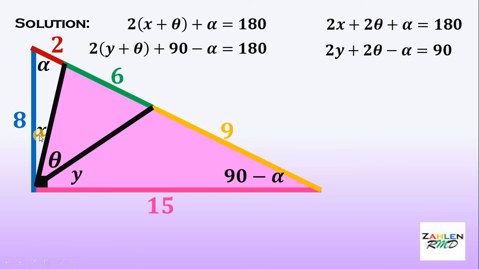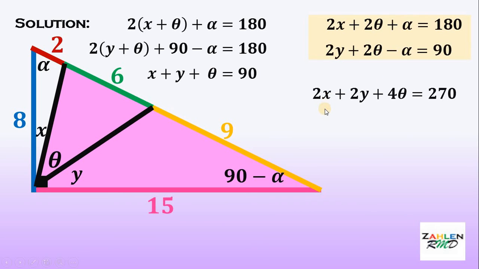Now take note that x plus y plus theta is equal to 90 degrees because it is a right angle. Therefore, using this equation, our goal is to solve for the value of theta. To do that, we need to add these two equations. If we do that, we get 2x plus 2y plus 4 theta equals 270. This alpha and negative alpha cancel out.